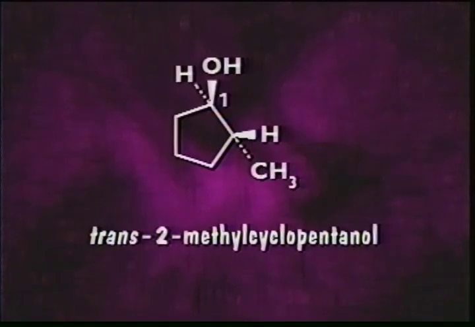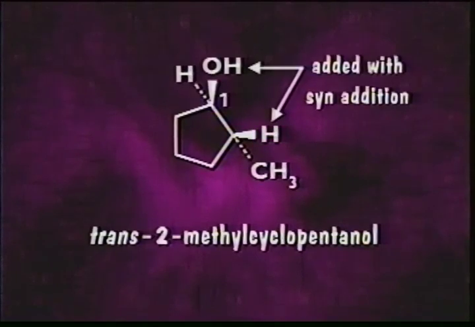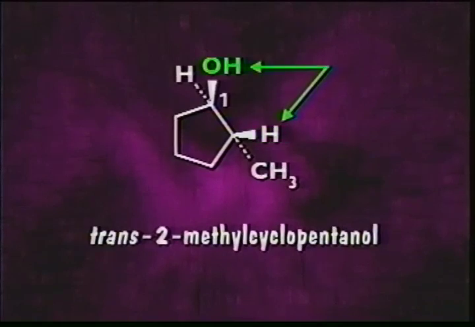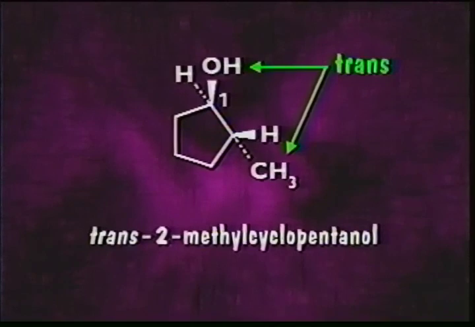to each other. But it's important that you remember that the OH and the proton that added to the alkene to form this product added with syn addition. Because of this syn addition, the added hydrogen and the OH group are cis to each other, even though the methyl group and the OH are trans to each other.